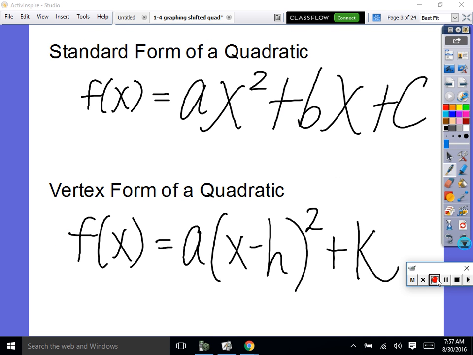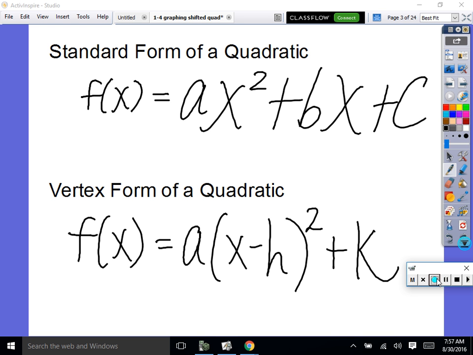Okay, so first of all, we're going to be graphing quadratics and graphing absolute value functions today. Graphing them is actually quite easy. Make sure you have your graphing calculators out, ready to use.